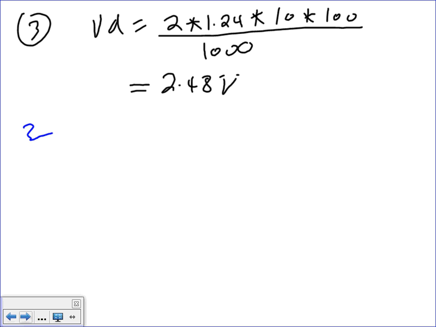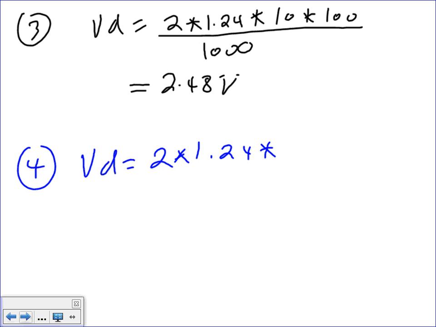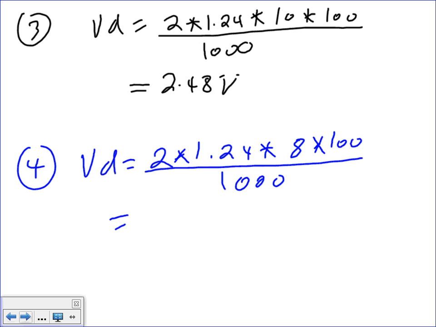I'm going to do number 4. We'll find the voltage drop later. Number 4, the same thing. Voltage drop at number 4 equals 2 times 1.24 times, what's the amp at number 4? 8? 8 times 100 divided by 1,000. 1.94? Yeah, it's 4 amps. Oh, 4 amps. Okay, what's the answer? 0.992. 0.99 volt.